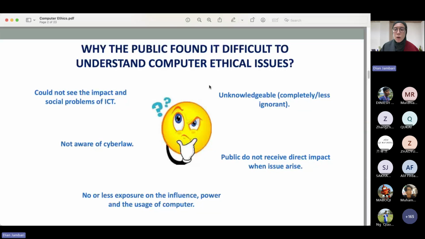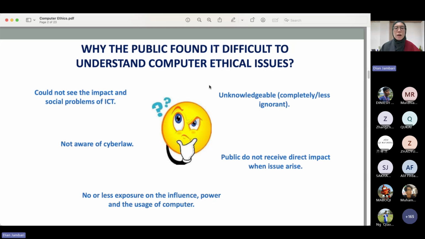We know how the computer works. We have the skills, we have the knowledge. We are IT savvy, in a sense, because that is our field of knowledge, right? However, the general public, who may have less knowledge and skills about IT as compared to us, the professionals, may find it difficult to understand computer ethical issues.